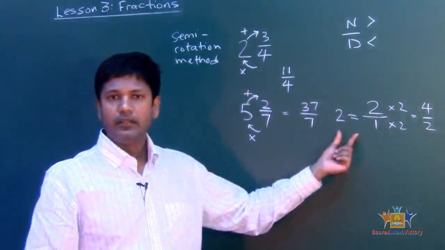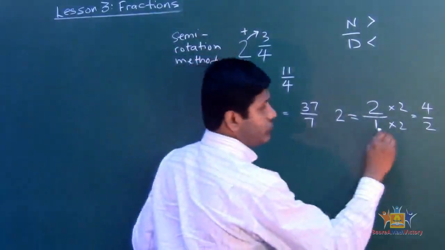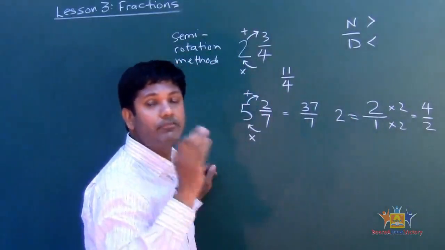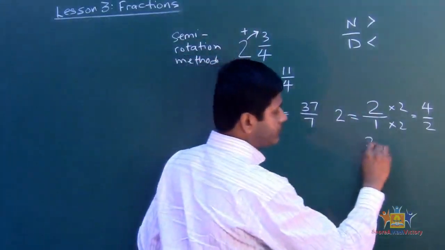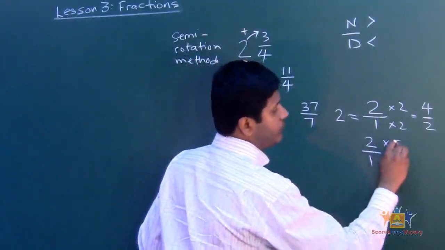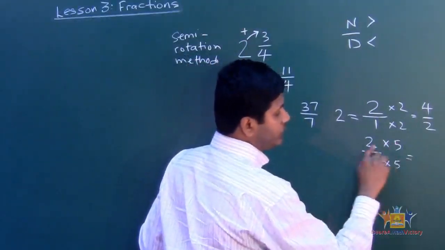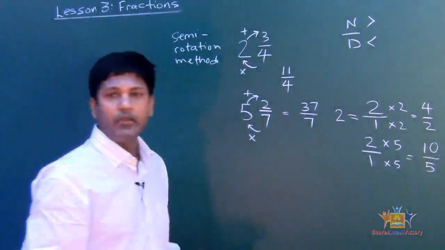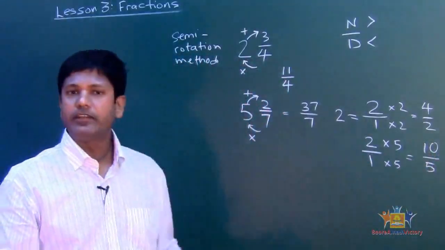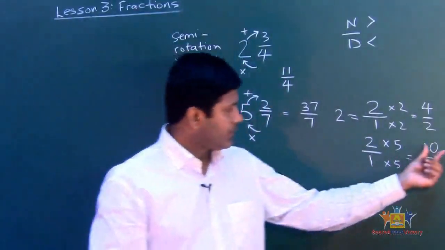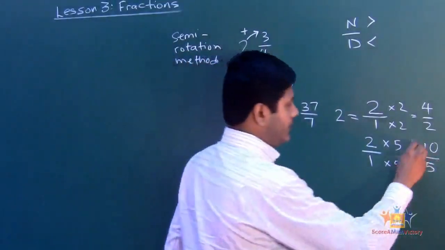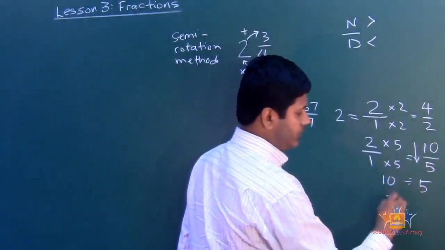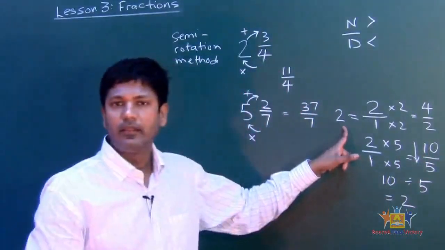See that? I can even multiply by any number as long as the numerator and denominator are multiplied by the same number. If I put 2 over 1, I can multiply this with 5 and multiply this with 5. 2 times 5 is 10. 1 times 5 is 5. See? 10 over 5. That's an improper fraction. 10 divided by 5, I use the arrow down method. What does that mean? 10 divided by 5, which is what? 2. Back to that.